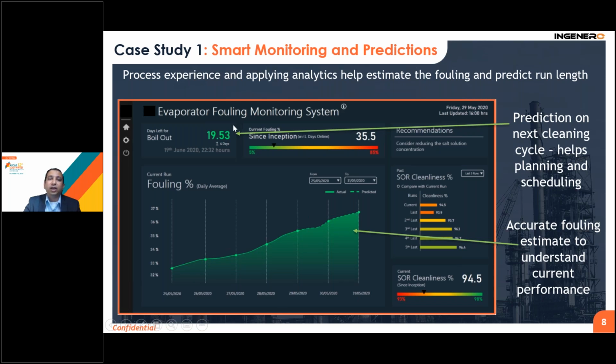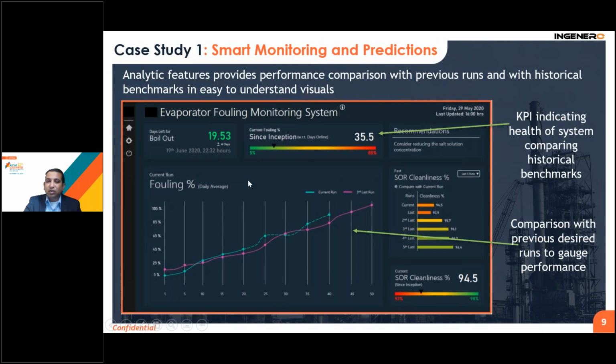Along with that, it also predicts the boil out, the number of days left for boil out, which means the remaining life of that exchanger or evaporator. This not only helps in identifying the issues, but also helps in the overall planning and scheduling process. This tool doesn't stop here. It also has several other analytical features, which along with prediction and estimation of fouling, help to do the analytics on a live basis. Like this fouling chart here.